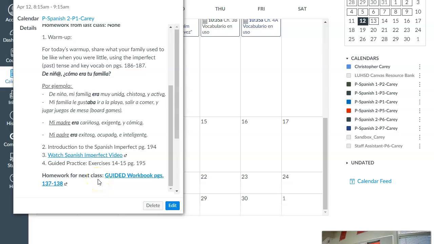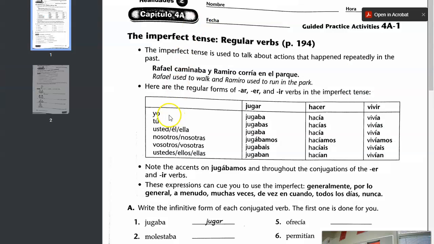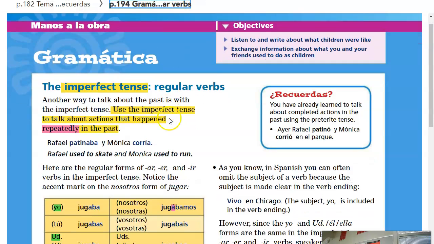Aquí tienen las instrucciones a tu tarea, guided workbook pages 137 and 138. Click there and you'll pull up a PDF version of the homework. And this homework refers to the regular verbs that are in the imperfect tense, which we covered this past class. And that can be found on page 194 of your textbook.